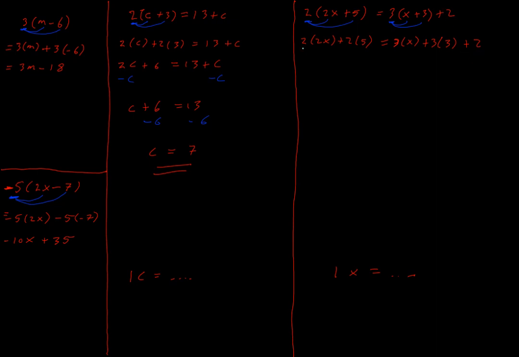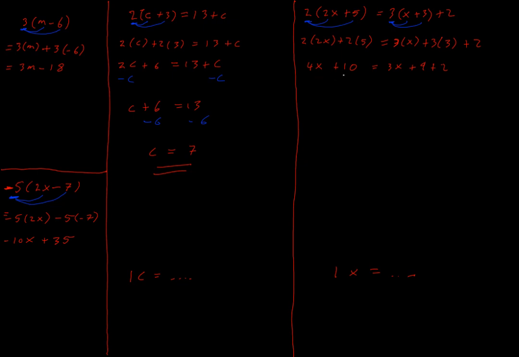So now I'm going to have 2 by 2x is going to give me 4x, and 2 by 5 is going to give me 10, and they're both positive numbers. 3 by x is going to give me 3x. 3 by 3 is going to give me 9 plus 2. And they're all positives this time, so we don't have to worry too much about changing signs.